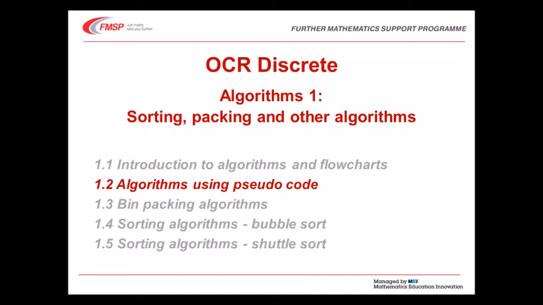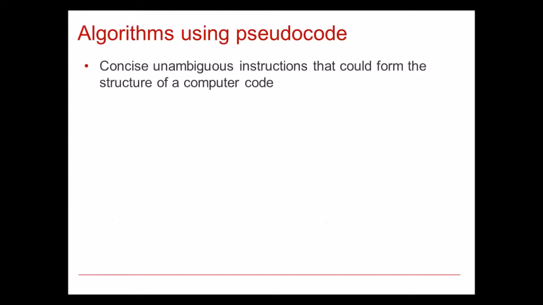Hello, this is the second video of the Algorithm 1 series for OCR Discrete Further Maths. It looks at algorithms that use pseudocode. Pseudocode is a cross between statements in English and computer syntax. Therefore, it consists of concise, unambiguous instructions that could form the structure of a computer code.